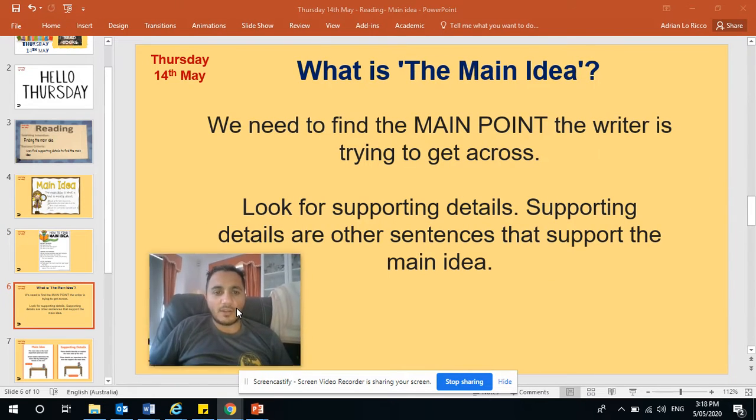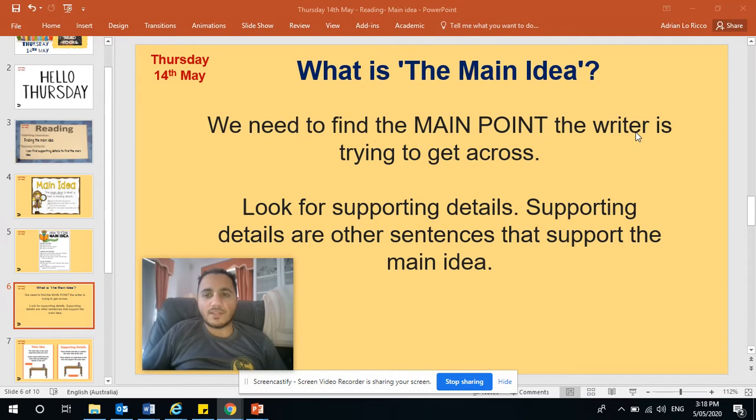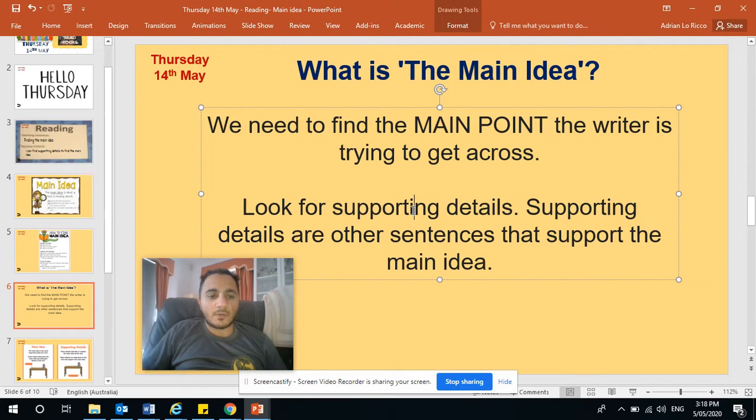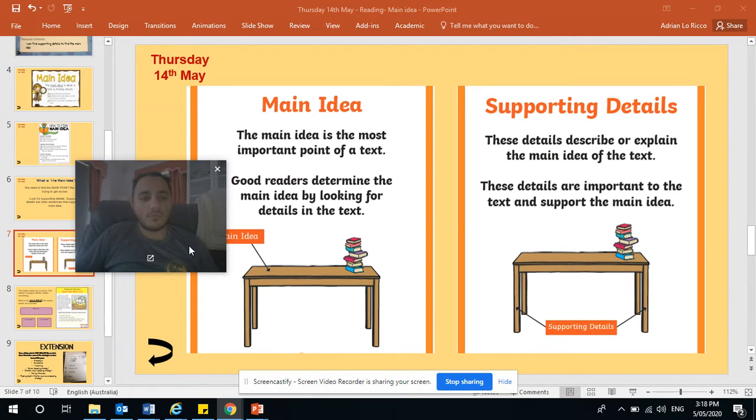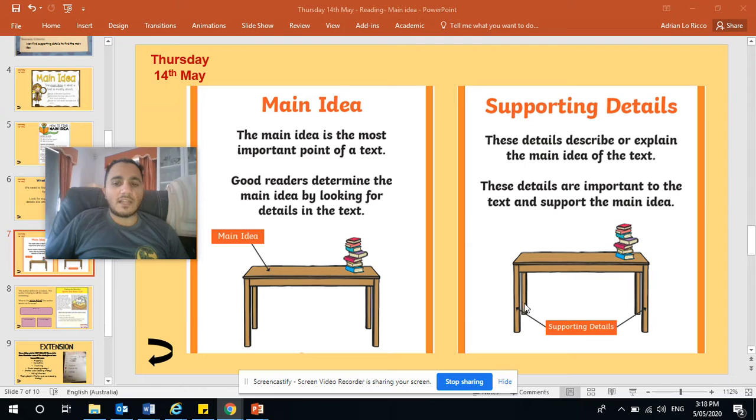But yes, find the main idea is trying to find the main point that the writer is trying to get across. We can look for supporting details. So supporting details are other sentences that support the main idea. We'll talk about supporting details in just a moment as well when we read our text that's coming up soon. So here's the main idea, most important point of the text, and then the supporting details. It's kind of like a table. Top of the table is the main idea, and the legs support the main idea. So we're going to try and work out what that main idea is.